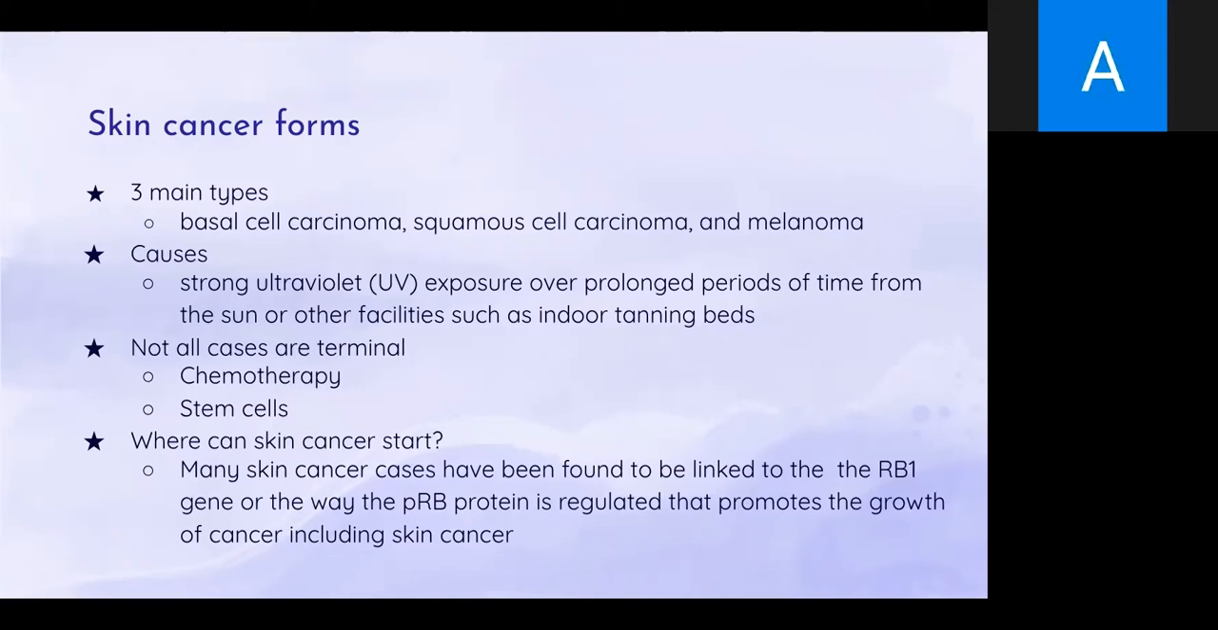And like I mentioned, the ozone layer depleting is a big cause of many skin cancer cases going up, as well as strong UV light exposure over long periods of time from the sun. And indoor tanning beds are also something that's huge in causing skin cancer. And not all cases are terminal. So there are definitely lots of therapies that I will go into at the end of my presentation. But the most popular or effective types of treatment for skin cancer are chemotherapy, as well as stem cell research and stem cell therapy.